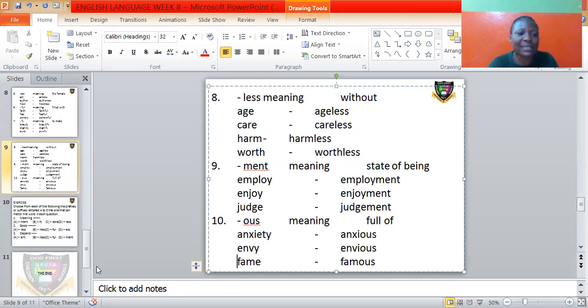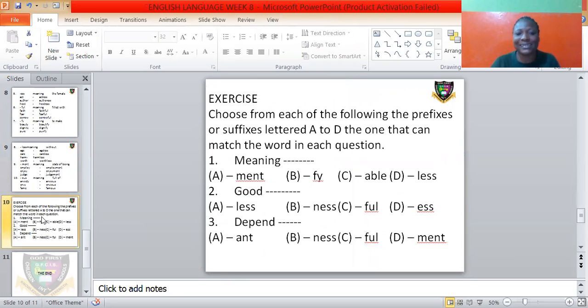Let's do a class exercise. I want to believe you are getting along with me. Are we together? I want to believe you are understanding what I'm saying. Do you? Great.